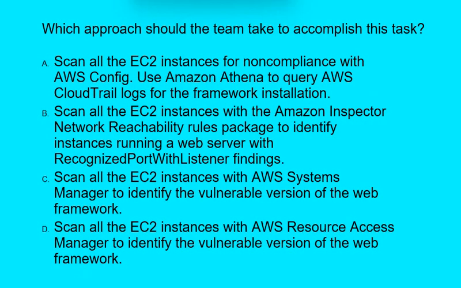Option A: scan all the EC2 instances for non-compliance with AWS Config. Use Amazon Athena to query AWS CloudTrail logs for the framework installation. Option B: scan all the EC2 instances with the Amazon Inspector Network Reachability Rules package to identify instances running a web server with recognized port with listeners findings.